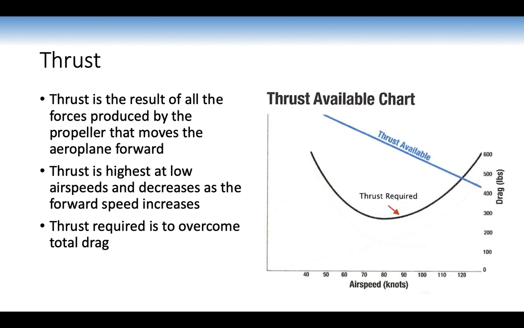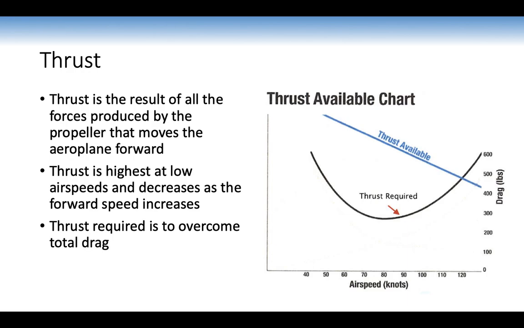So thrust is the result of all the forces produced by the propeller that move the aeroplane forward. And thrust is highest at low speed and decreases as the forward speed increases. The reason being, it's kind of like when you're canoeing. When you're starting out, you've got a lot of grunt, a lot of force available to canoe the airplane. And then it gets to a point where no matter how much you canoe the airplane and paddle, you can't go any faster.